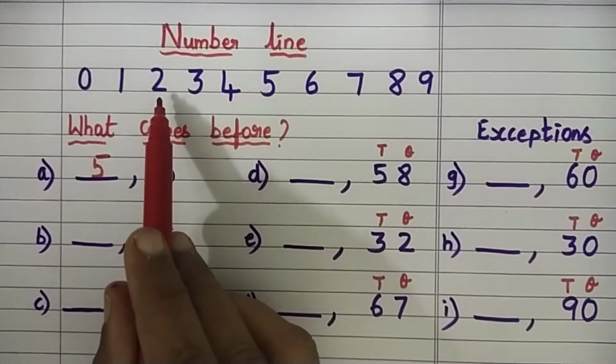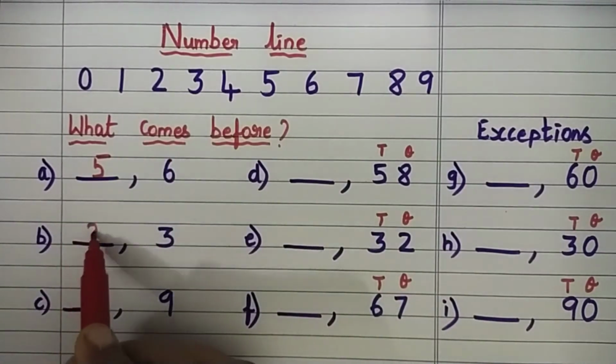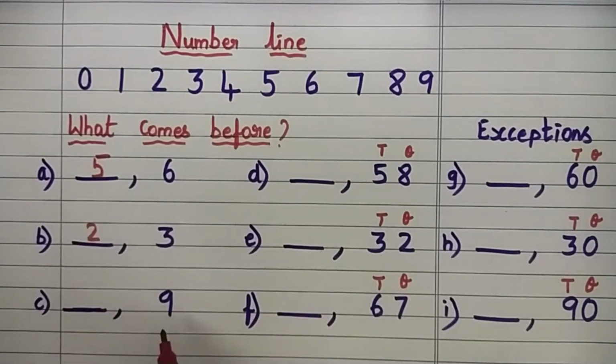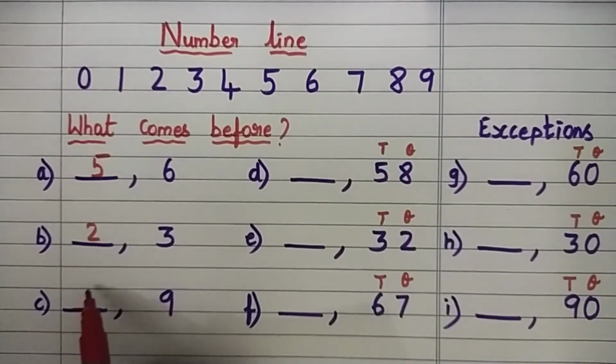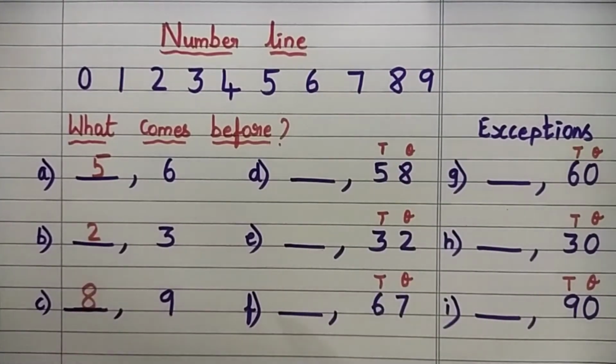Before 3, what comes? 2. So write 2. What comes before 9? Before 9, what comes? 8. So write 8.